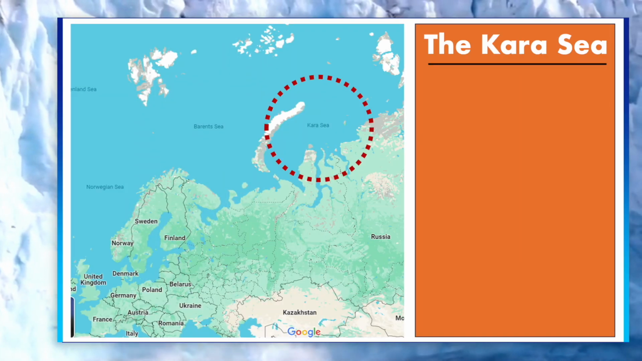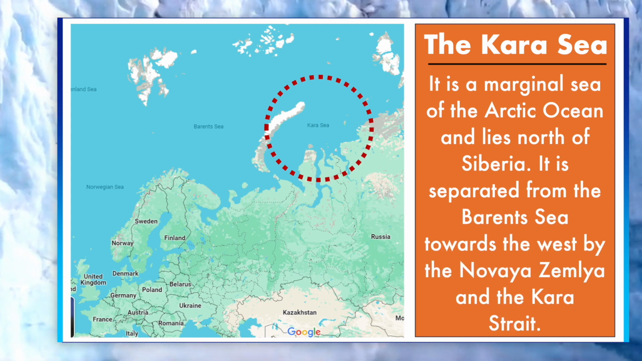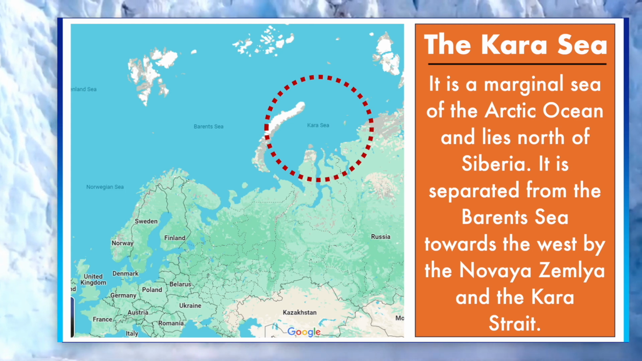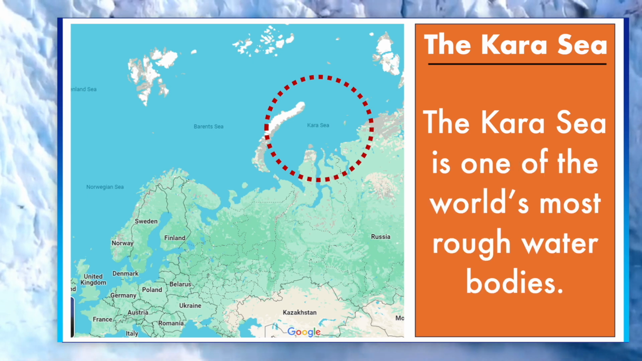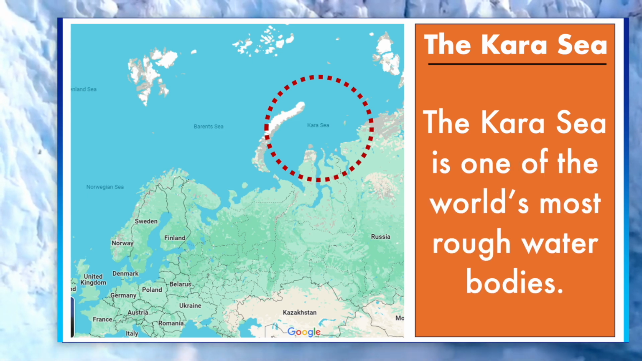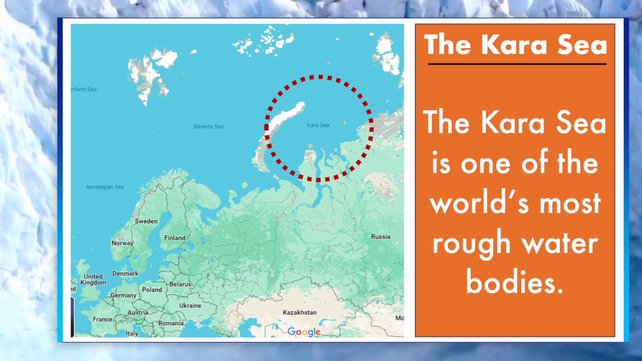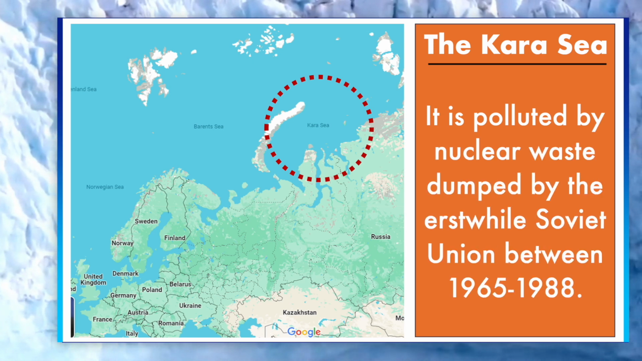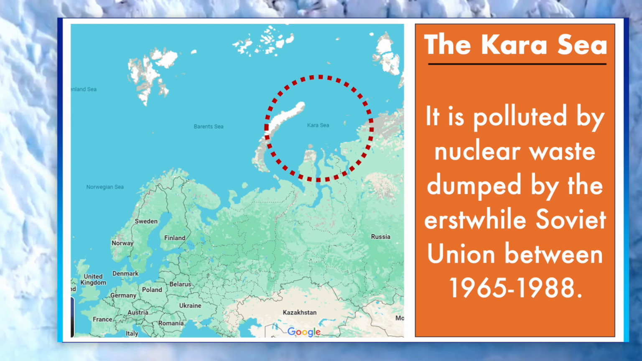Now we will come to the Kara Sea. So, it is a marginal sea of the Arctic Ocean and it lies north of Siberia. It is separated from the Barents Sea towards the west by Novaya Zemlya and the Kara Strait. So, the Kara Sea is one of the world's roughest water bodies, and it has varying levels of salinity. It has diverse Arctic marine life. It is polluted by nuclear waste dumped by the erstwhile Soviet Union between the years 1965 to 1988, and it is also a reservoir of natural resources.